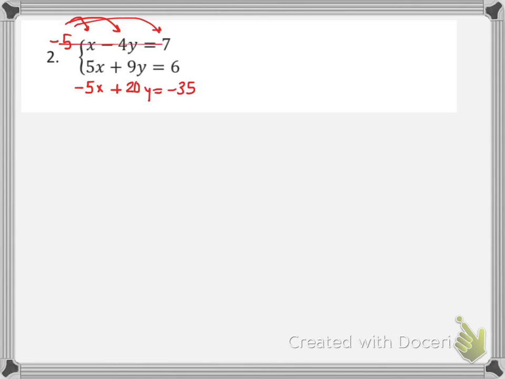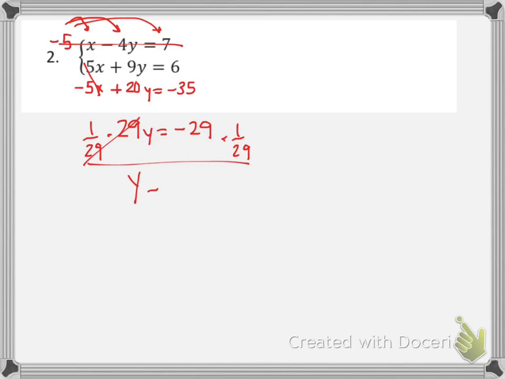Okay, now we can combine. That one's gone. 5x and negative 5x cancel. 9y and 20y gives us 29y. And a negative 35 and a positive 6 gives us a negative 29. And then I multiply by reciprocal. And the 29's cancel. Y equals a negative 29 over 29. That's a negative 1. So my y value is a negative 1.